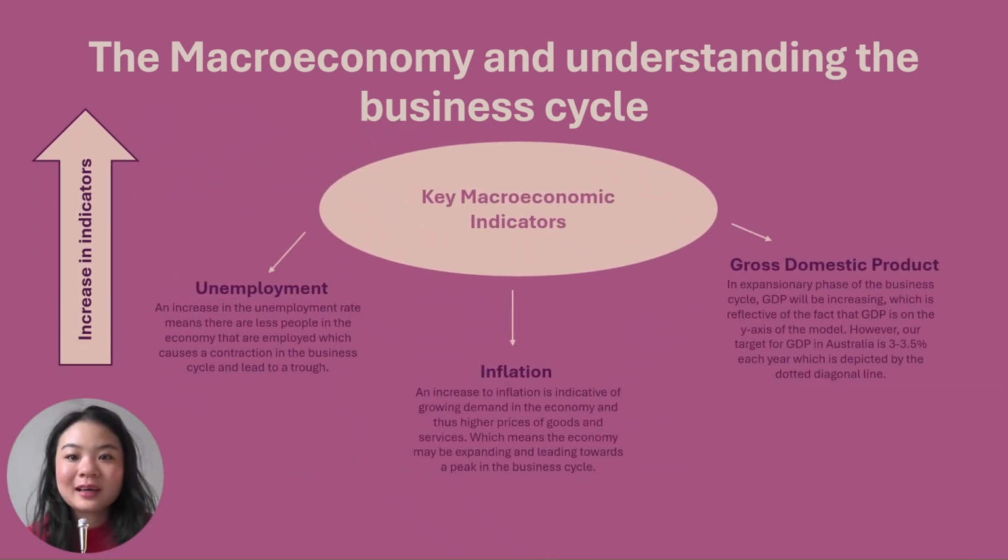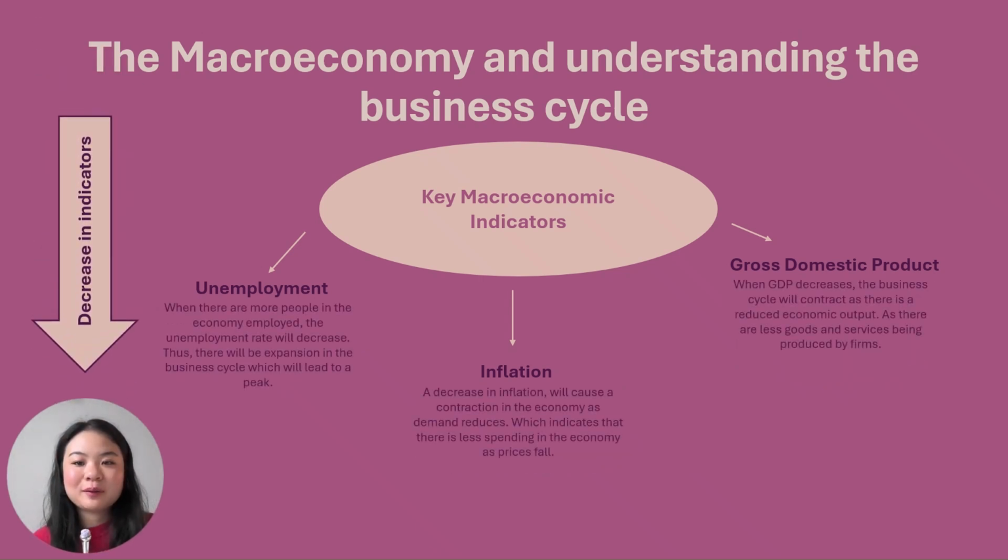Increases to these indicators have different effects. For unemployment, an increase means the business cycle is contracting due to less people being employed. For inflation, an increase reflects growing demand, which means higher prices and thus an expanding business cycle. And lastly, for increasing GDP, due to being the y-axis of the business cycle, will indicate growing economic activity.